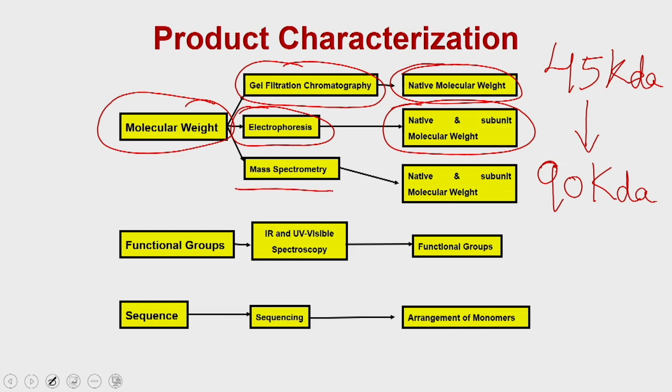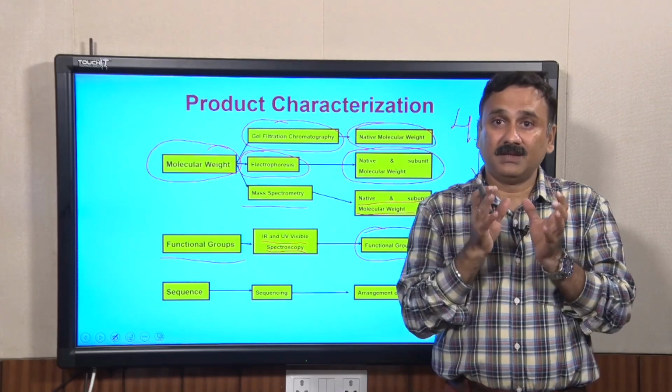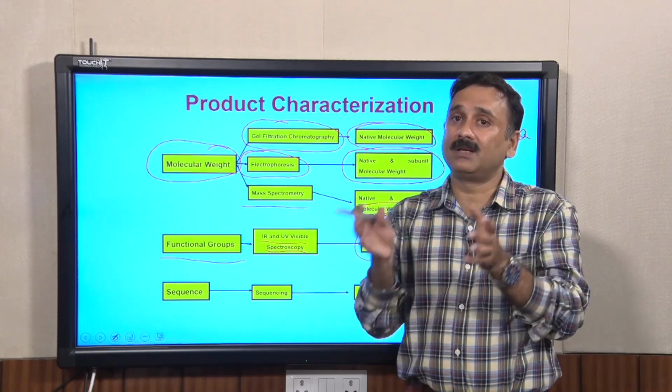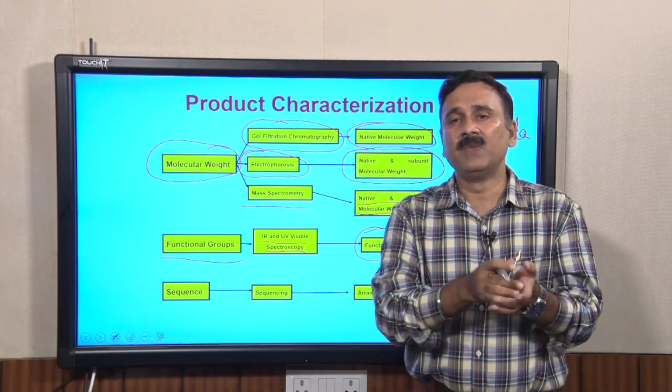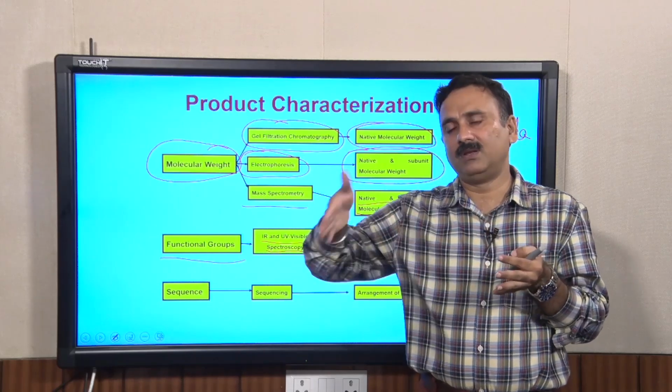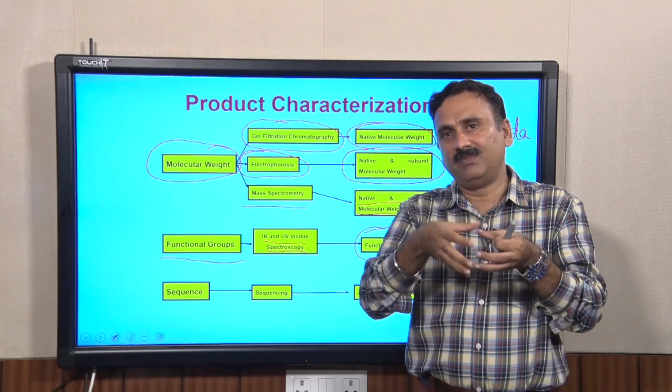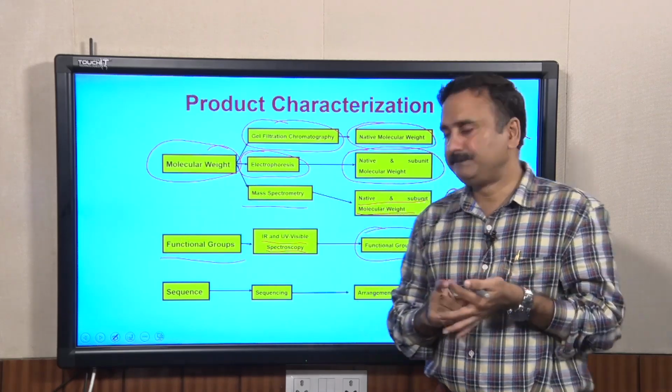Then the mass spectrometry will give you the native or the subunit molecular weight, depending on the type of ionization source you use. Then for the functional groups, you can use IR or UV-visible spectroscopy, and that will give you information about the functional groups. It will tell you whether this particular molecule has a characteristic absorption spectrum or not, because that characteristic absorption spectrum only comes when the molecule has different monomeric amino acids attached in a particular sequence.